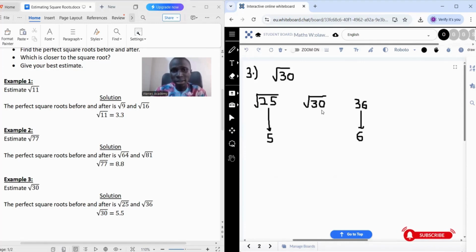Now, if you look at 30, you can see that 30 is roughly in between 25 and 36. Then we can now have the square root of 30, because it's just in between 25 and 36, to be 5.5. So we can have the square root of 30 equal to 5.5.